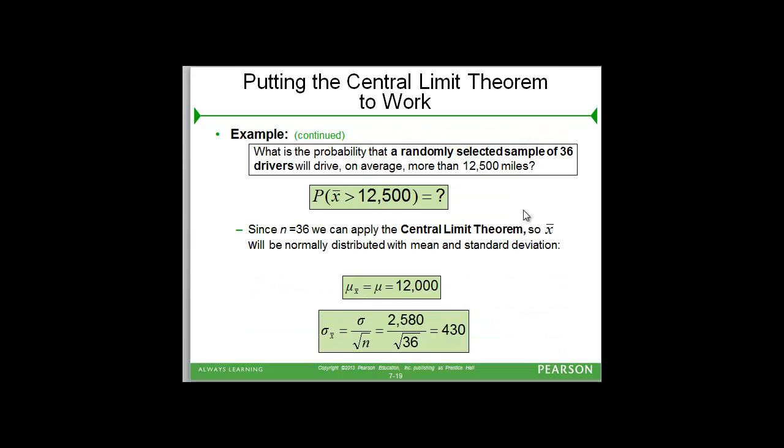Okay, since n is 36, we can apply the central limit theorem. So x bar will be normally distributed with a mean and a standard deviation. Here the mean is 12,000 and sigma is the population standard deviation over the square root of n, right? That is the standard error of the mean. That's also the standard deviation of the sample mean, equal to 2,580 over the square root of 36. We get 430.